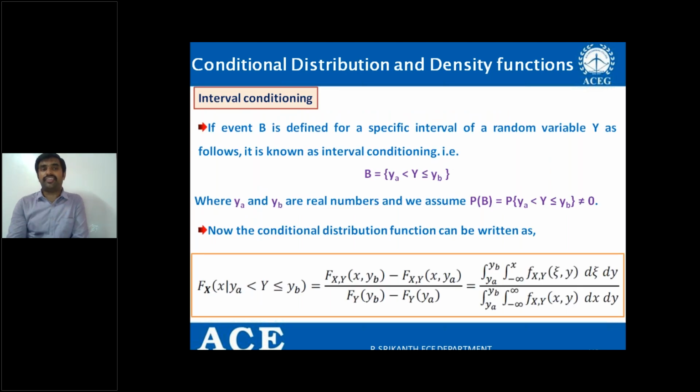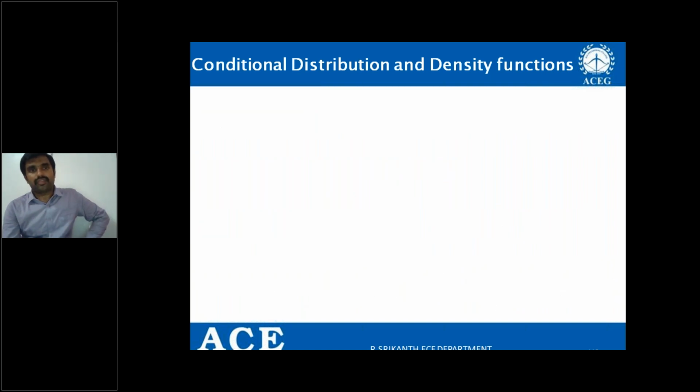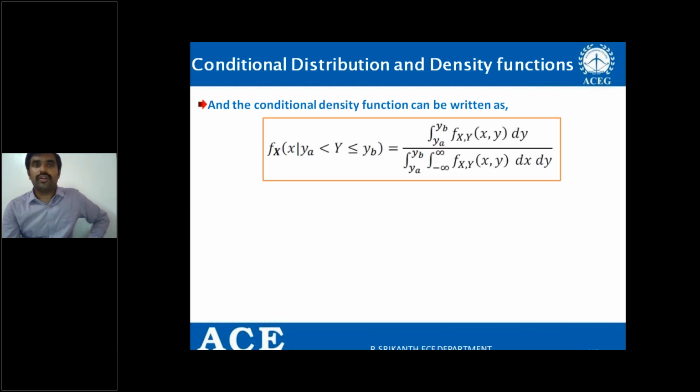So here the conditional distribution function in the case of interval conditioning is F_X(x | y_a < Y ≤ y_b). The general formula is what I take using P(A given B) = P(A intersection B) / P(B), right? Here A is the event X ≤ x, and B is the event y_a < Y ≤ y_b. The only difference is this one. It is derived from the first chapter only, right?